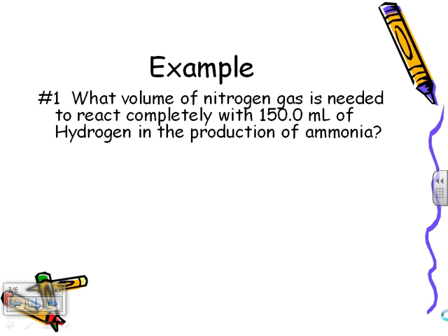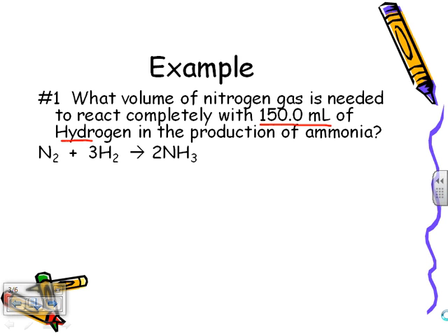What volume of nitrogen gas is needed to react completely with 150 milliliters of hydrogen in the production of ammonia? So here we have our balanced chemical equation. We're looking for the volume of nitrogen. We are given a volume, 150 milliliters, of hydrogen.